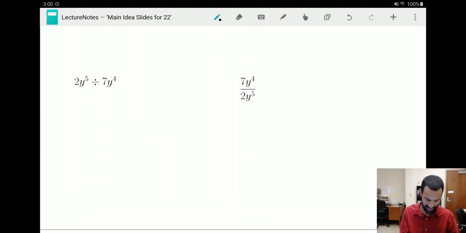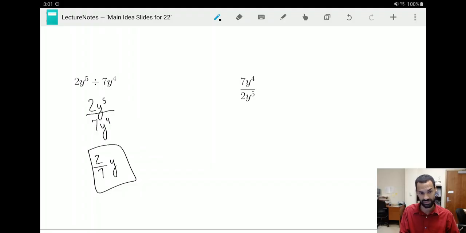How about 2y to the 5th power divided by 7y to the 4th power? 2y to the 5th power over 7y to the 4th. Okay, well, 2/7 I can't really do anything with that, right? That's going to simplify to be just 2/7. And I'm going to subtract 5 minus 4, and I get 1. So that's going to be 2/7 y to the first power. Well, we're not going to put that little 1 up there. It's understood, so we don't put it. 2/7 y.